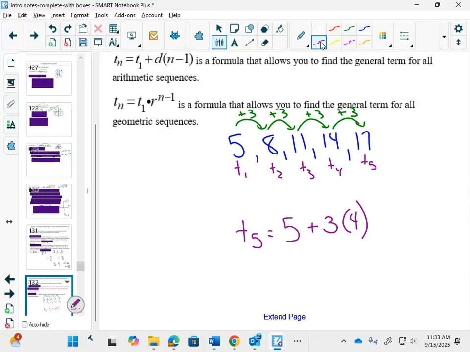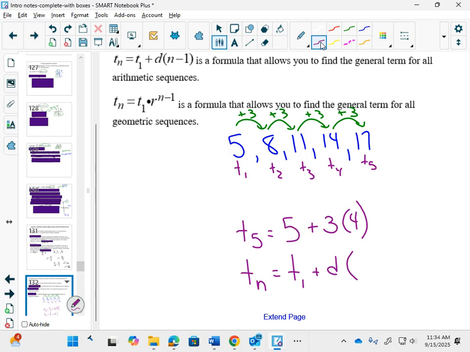Could I use this pattern to find any term? Yes. What did I do in my pattern? I started with my first term. Then I realized I was adding the same thing every time. The thing that I'm adding every time is my common difference.